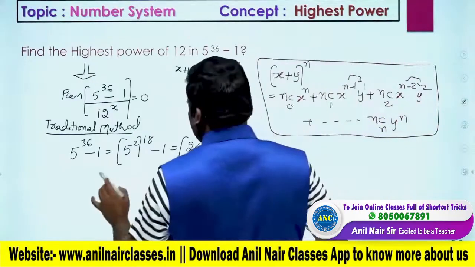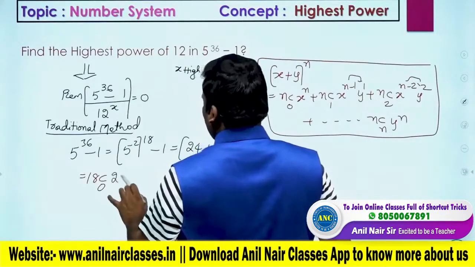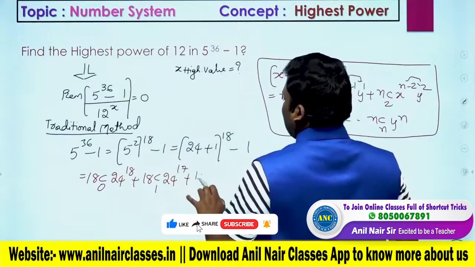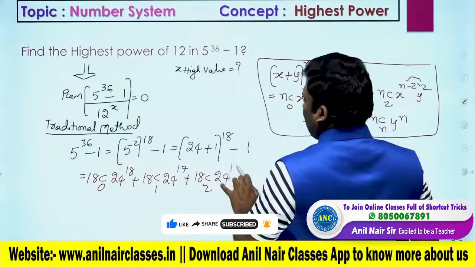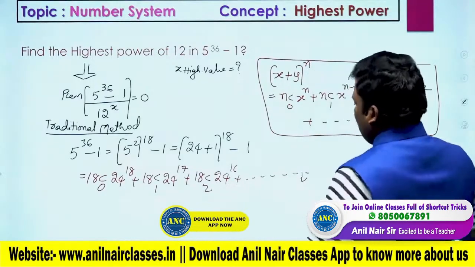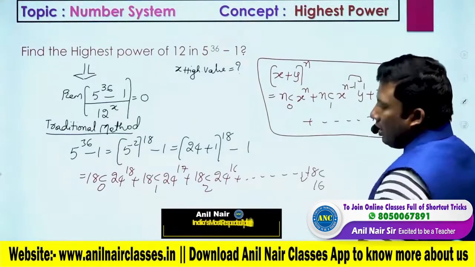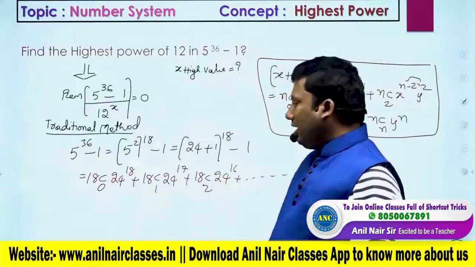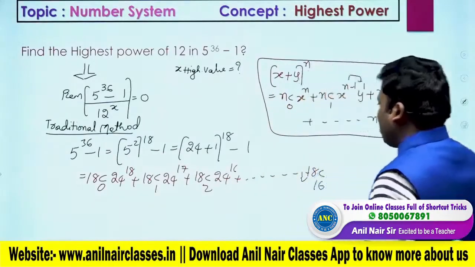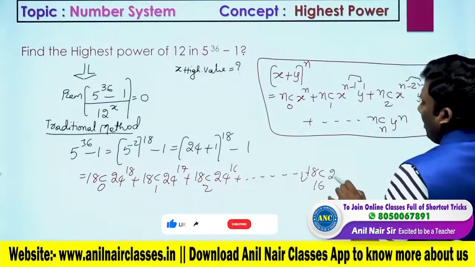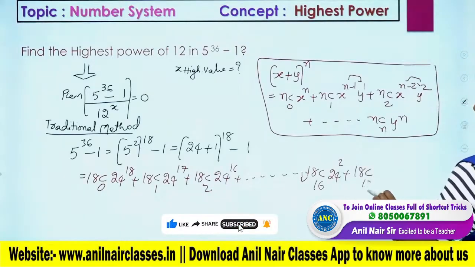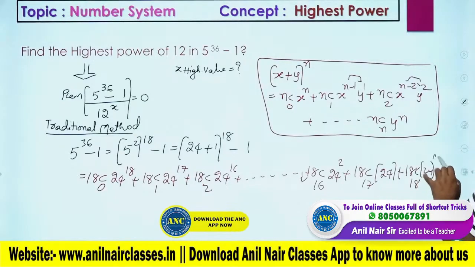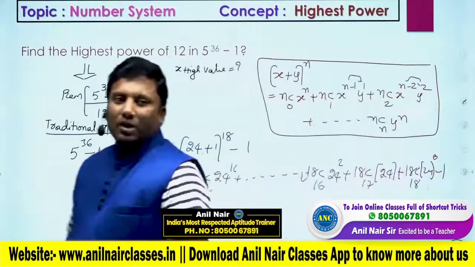If I expand it by using this, 18C0, 24 power 18, 18C1, 24 power 17, 18C2, 24 power 16, and so on up to 18C16, 24 square, next 18C17, 24, 18C18, 24 power 0, minus 1. I hope the idea is clear, right? Is this expansion clear? x plus y power n.